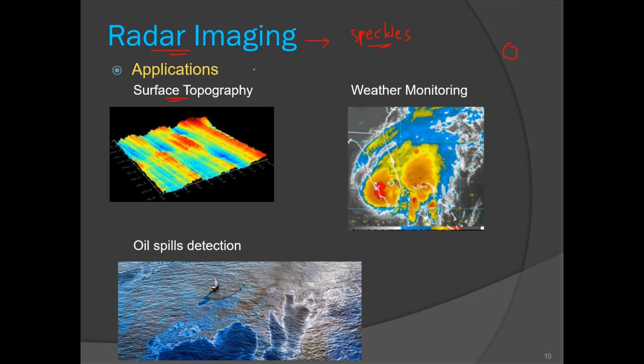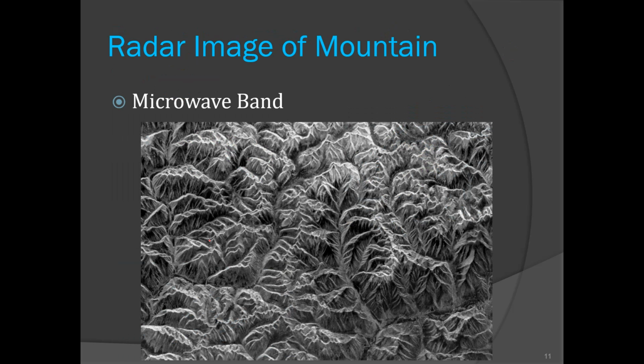Radar images are generally used for surface topography, where we can see the hills and valleys on the earth's surface. Then weather monitoring, and detecting oil spills from containers. This is another application, microwave imaging. This is the image of the Himalayan hills, taken in the Tibetan region.